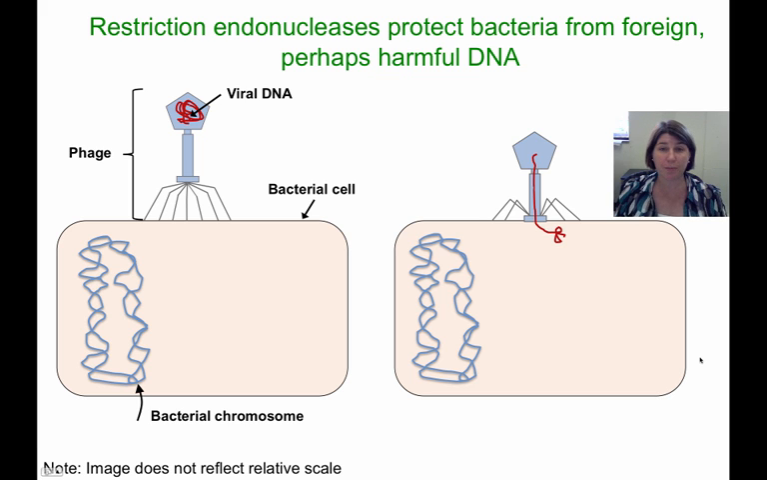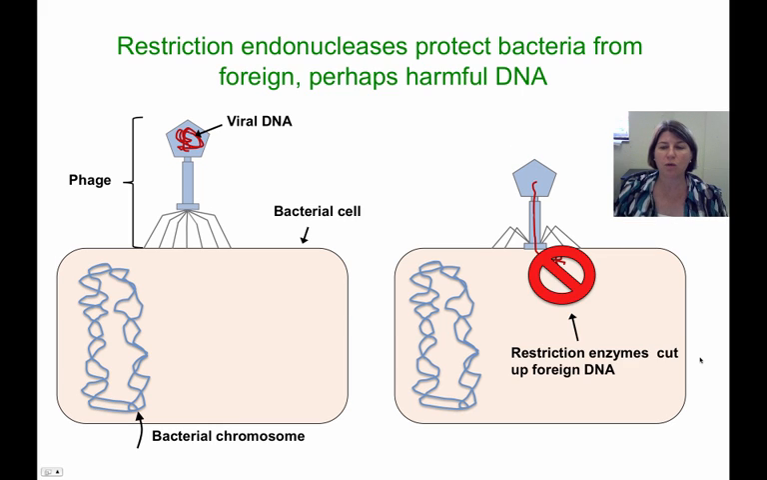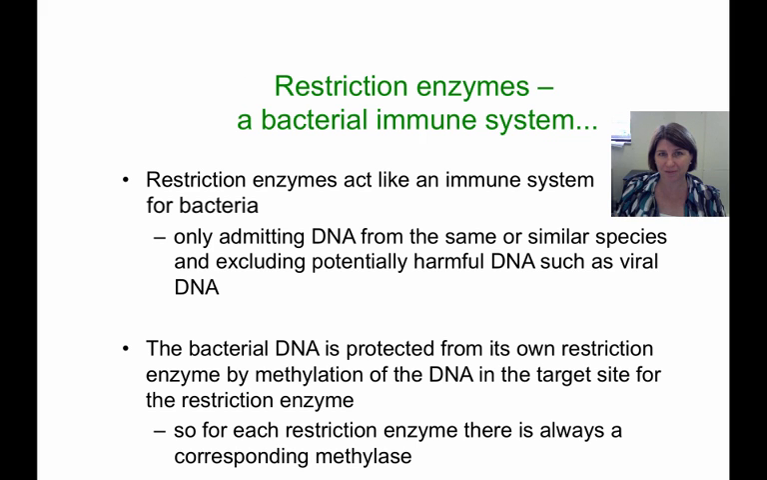Now, of course, the bacteria wants to protect itself from this phage. And so one way that it can do this is using restriction enzymes. So if this bacteria's restriction enzymes recognise sequences within the phage DNA and cut it into pieces, there'll be no replication of the phage, and therefore the bacteria is protected. So it's like an immune system against phage in bacteria, if you like.